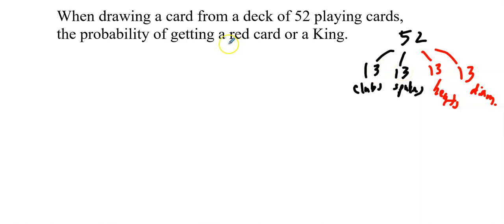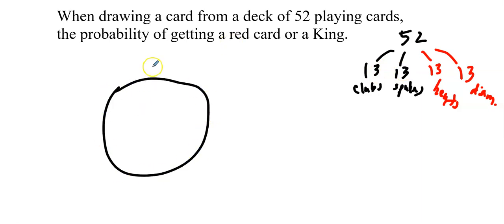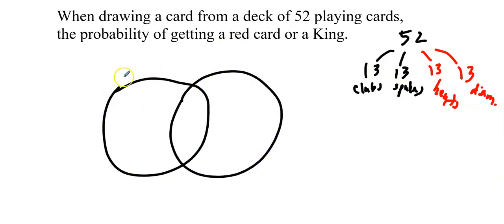So I'm going to draw a Venn diagram. I think this just makes sense in this case. So red card over here and king over here. Are there any red cards that are also kings? There's going to be a king of hearts and a king of diamonds. There are two cards that are both red and king. I always start in the middle. How many cards are kings but not red? There'd be a club and a spade, so two cards that are kings but not red.